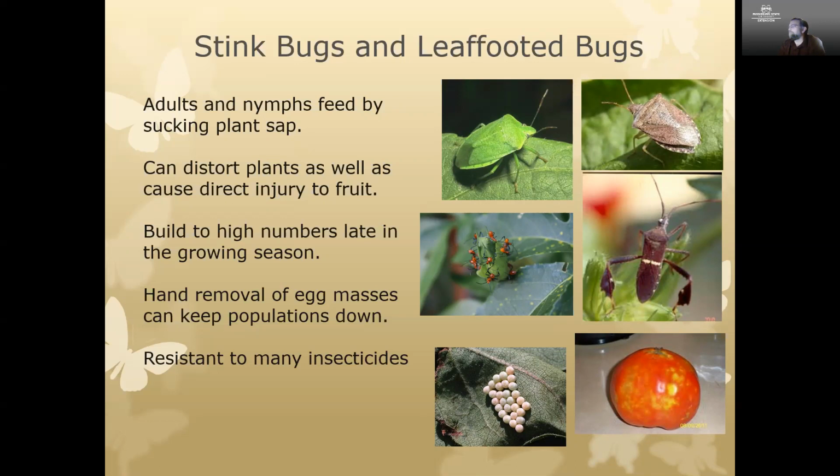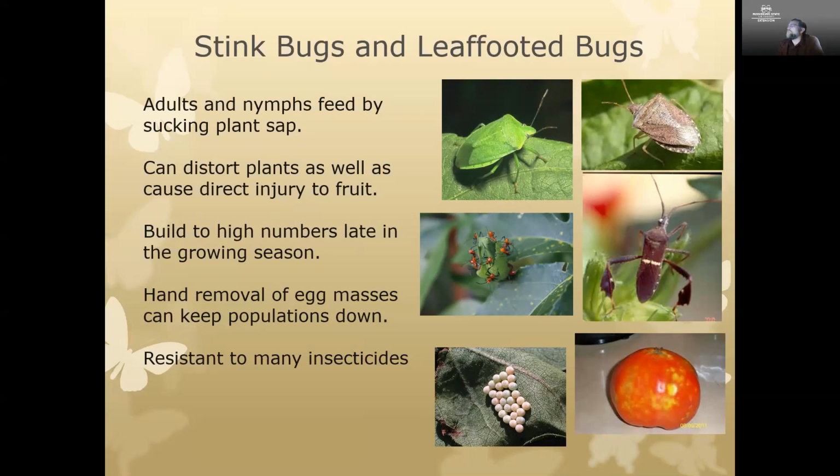Occasionally, an effective method is to actually remove the egg masses. If you look particularly on the lower leaves in the canopy and sometimes on the underside of leaves, you will see their eggs grouped together. You can see a picture of that down on the bottom there. And the physical removal of those egg masses can be a really quick, easy way to remove the stink bugs or leaf-footed bugs from the plant.